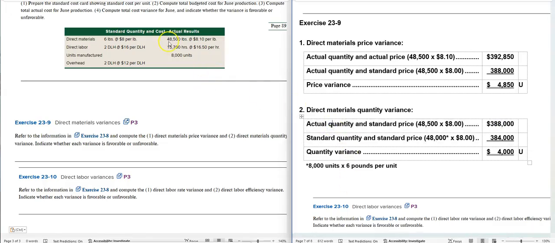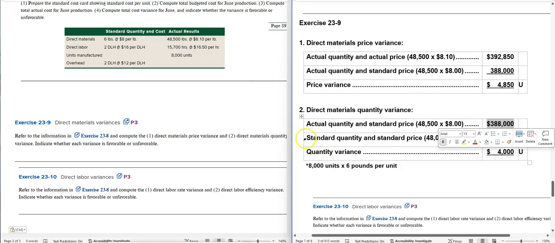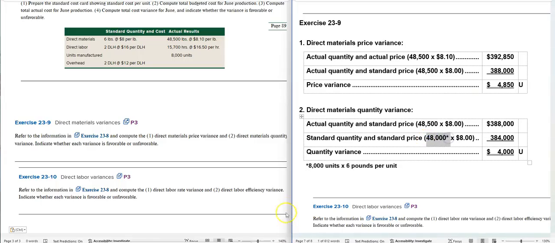Actual quantity of materials, 48,500 at a standard price of $8 per unit. The standard quantity allowed, or the standard quantity that should have been used for our actual amounts produced: 8,000 units produced at a standard of 6 pounds. Our standards say we should have used 48,000 pounds to produce 8,000 units at a standard price of $8.